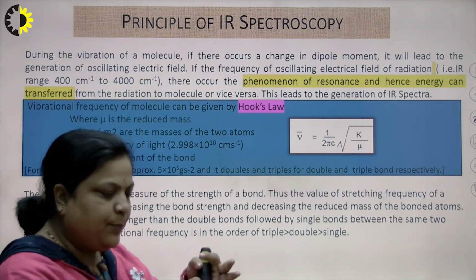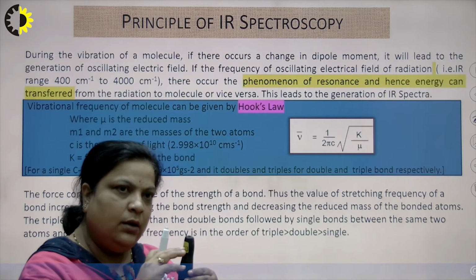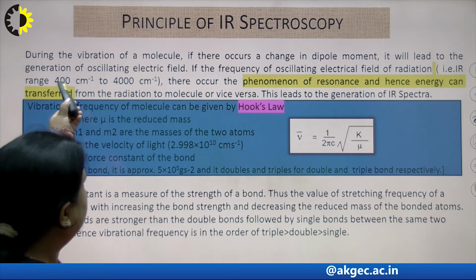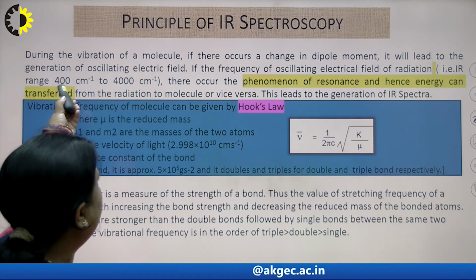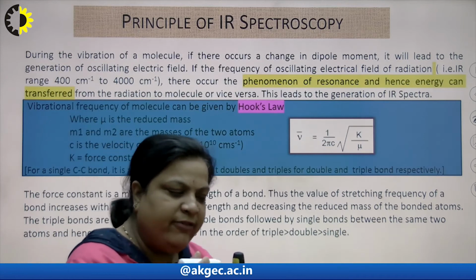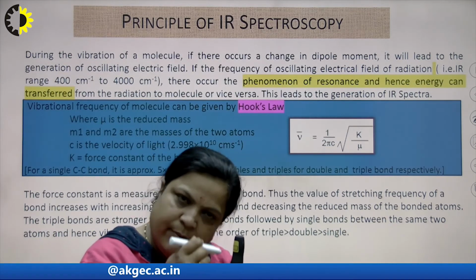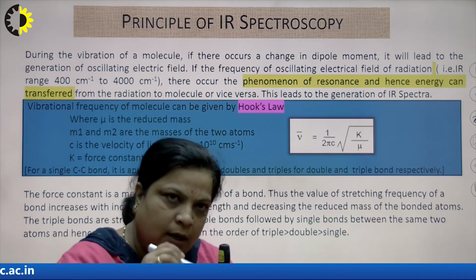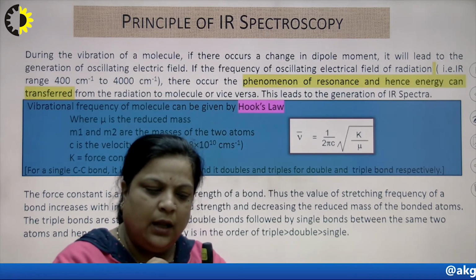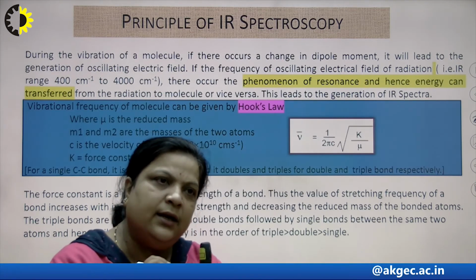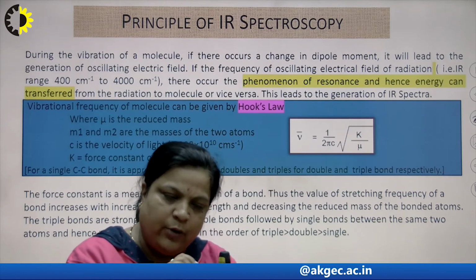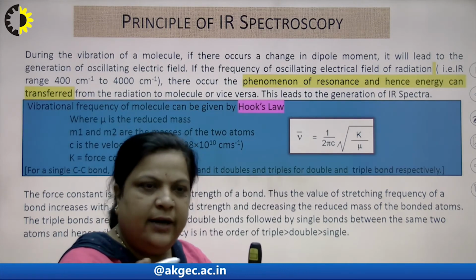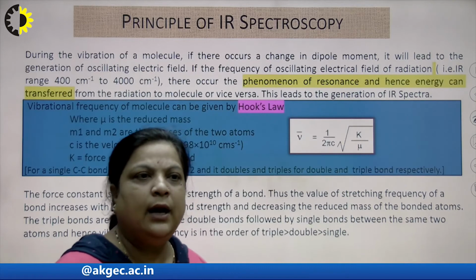So, the basic idea is, suppose this is a molecule, and we apply electromagnetic radiation of a fixed range, 667 or we can say 400 to 4000 centimeter inverse. When we pass this radiation, a transition occurs between vibrational energy levels. If due to vibration there is a change in dipole moment, then an oscillating electric field gets created, and if its frequency becomes equal to the frequency of the applied radiation, then the transition will occur.